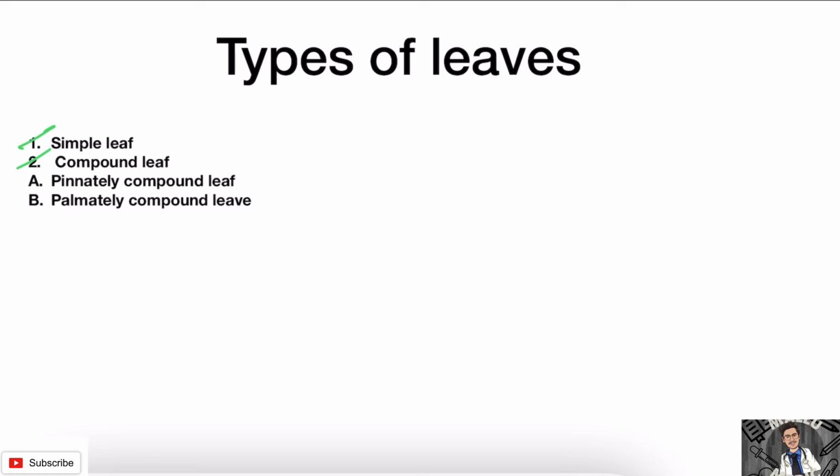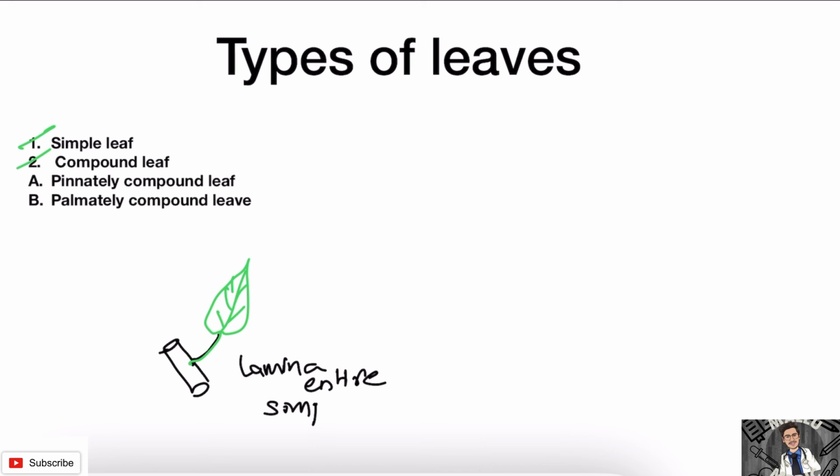For example, I'm drawing a branch over here. From the node we have a leaf, and if its lamina is entire, we call it a simple leaf. And at the base of the leaf you have an axillary bud. All right, this is a simple leaf. But what do you understand by a compound leaf?